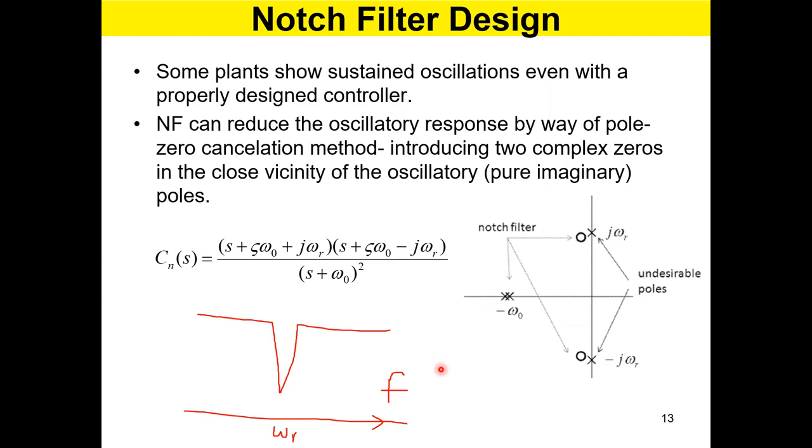Okay, so now we can assemble the notch filter transfer function. Let me call it CNS. So what do you see there? I can see the two zeros. These are the two zeros. Can you see that? Theta omega zero plus j omega r. So this is theta omega zero, right? And this is j omega r, right?